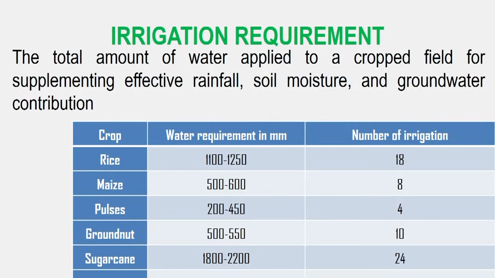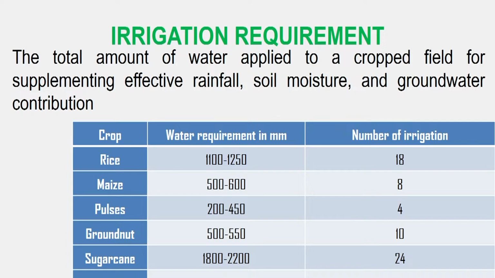So now let's see some of the crops with their major water requirement in millimeters. In case of rice, there is a requirement of around 1100 to 1250 millimeters of irrigation, while in case of maize there is a requirement of 500 to 600 millimeters. In case of pulses, water requirement is generally far lower than rice, while in case of sugarcane the water requirement is higher than even rice. It is around 1800 to 2200 millimeters.